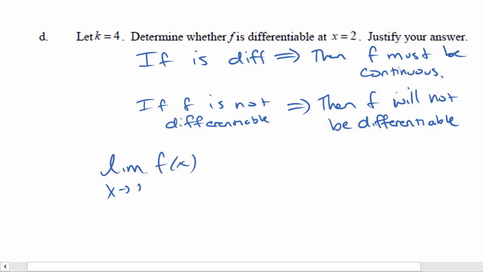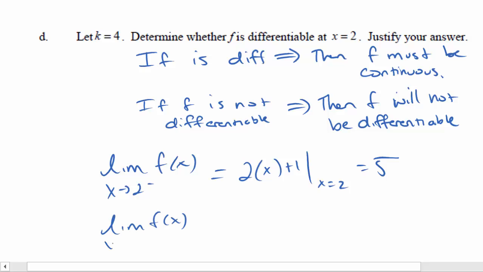The limit of f of x as x approaches 2 from the left will equal, well, the function was 2 times x plus 1 evaluated at x equals 2, which is 5. What's the limit of f of x as x approaches 2 from the right? Well, that was 1/2 x squared plus 1. In this case, it's plus 4, sorry, when x equals 2. And that's going to give you 8. Nope, 6.